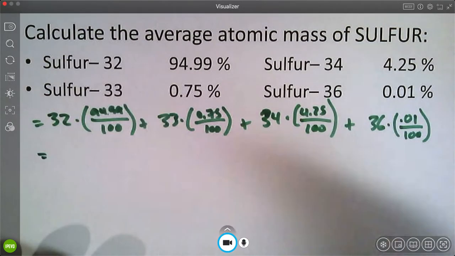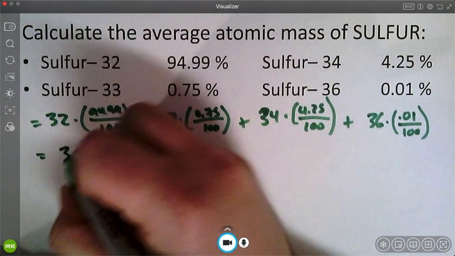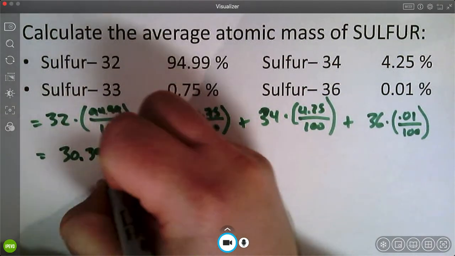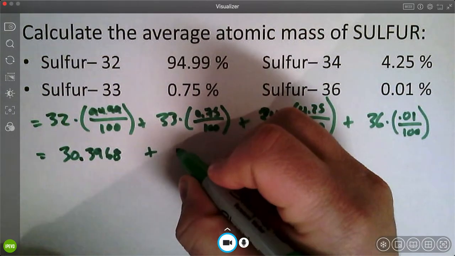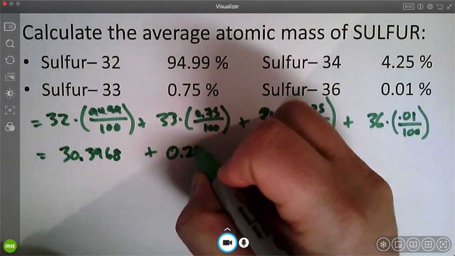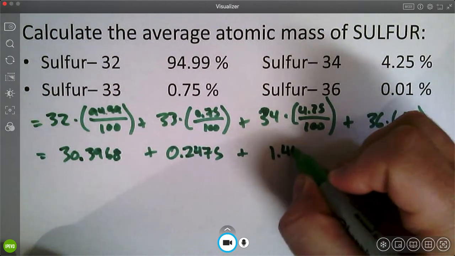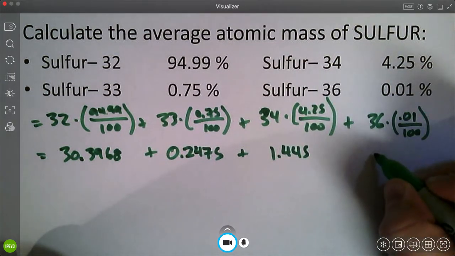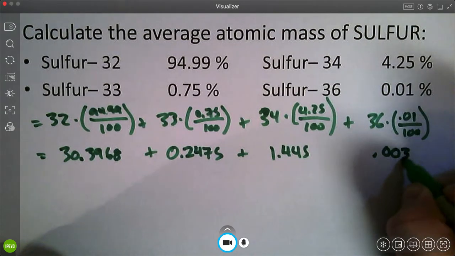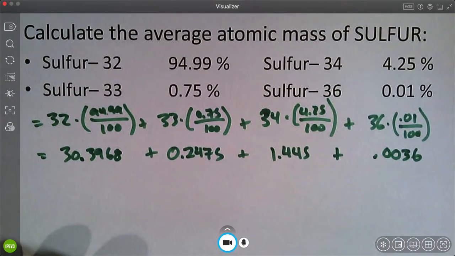Simplify this. This first one is 30.3968. This next one is 0.2475. This one is 1.445. And then this one is 0.0036. Now, significant figures here.